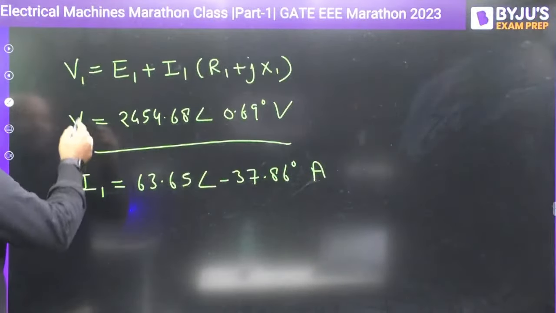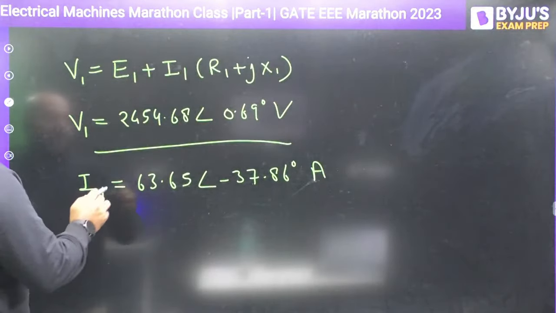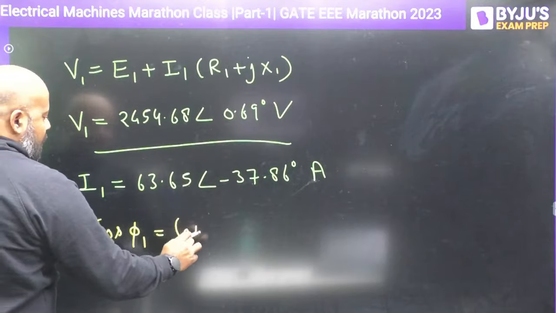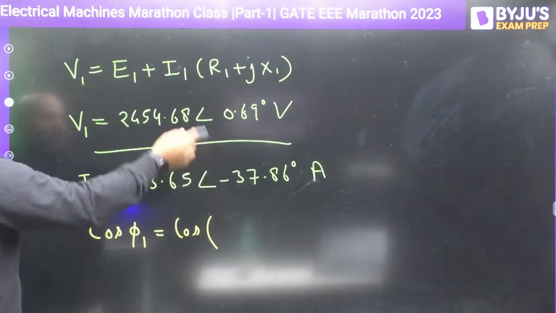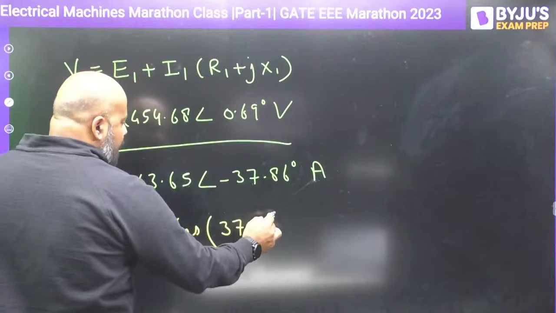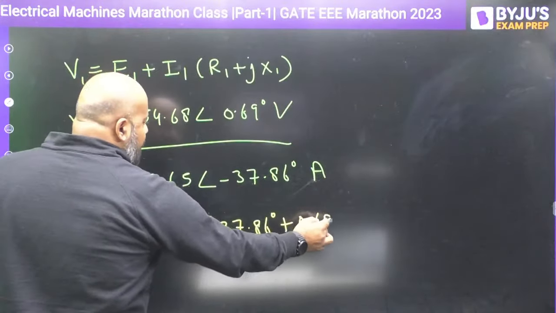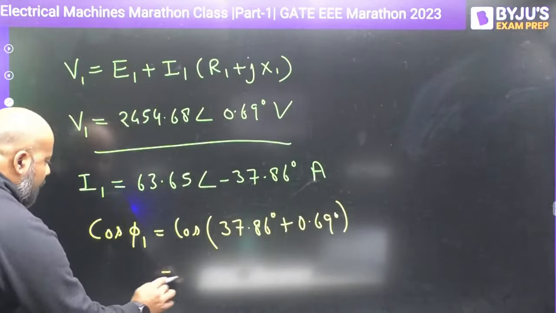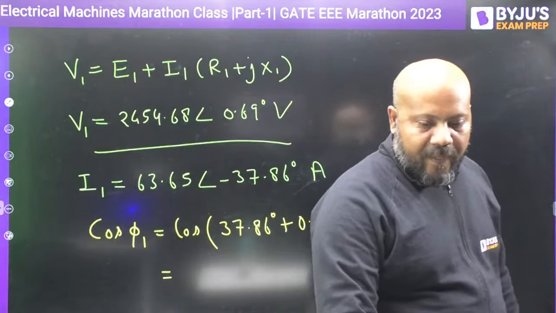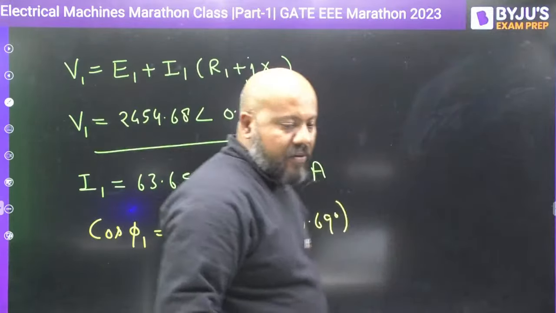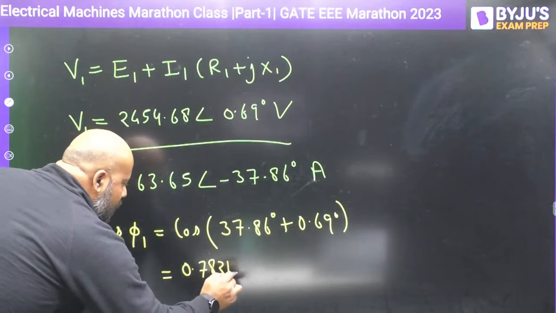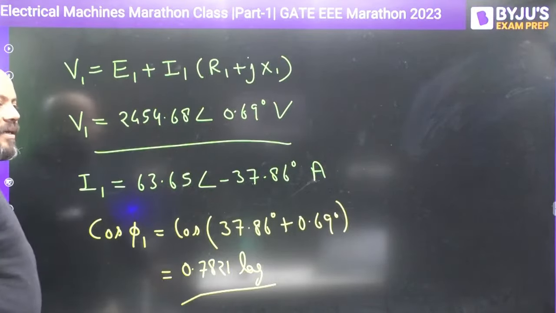So two options you can match from V1 and I1, the magnitude. And for the power factor at the primary side, it is going to be cos of, because this is negative, this is positive, so you have to add it. So it is 37.86 plus 0.69. If you solve it, the power factor you must be getting is 0.7821 lag. Is it clear, everybody?